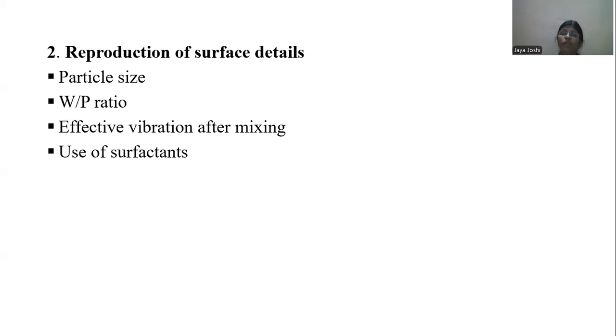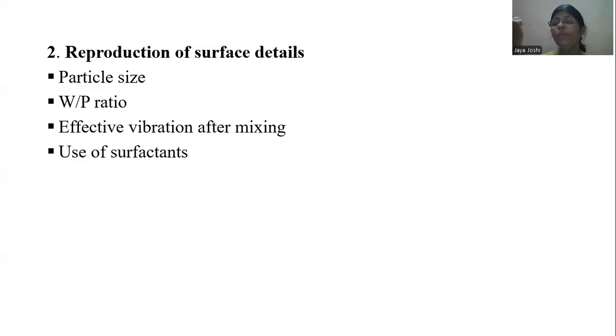Now, coming to reproduction of the surface details. Whenever you pour the impression and get the cast, you should get all the surface details which have been recorded in the impression. What are the different factors which affect this recording of the surface details? Number one is the particle size. If the particle size is finer, then the recording of the surface details will definitely be good. Second is water powder ratio. Again, within the limits, if you take more water, then the reproduction of the surface details will be less.